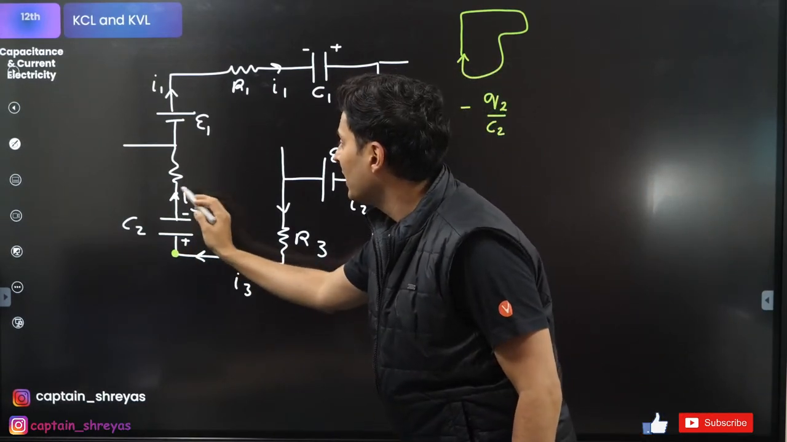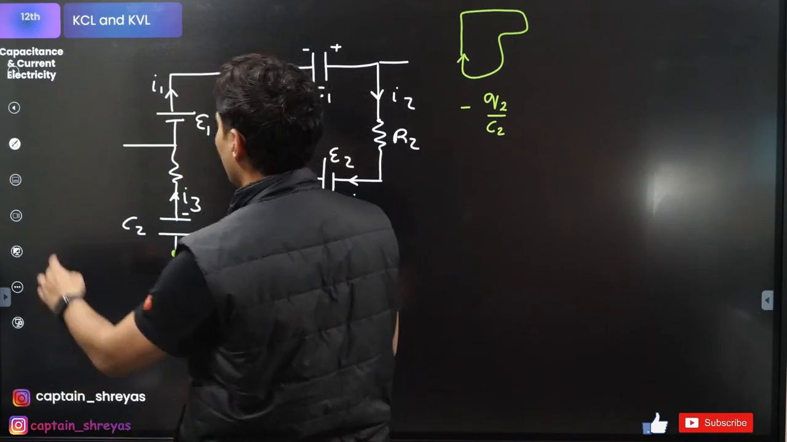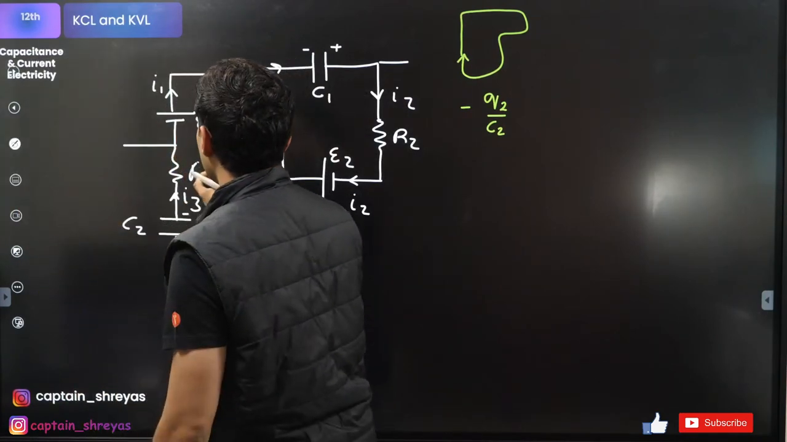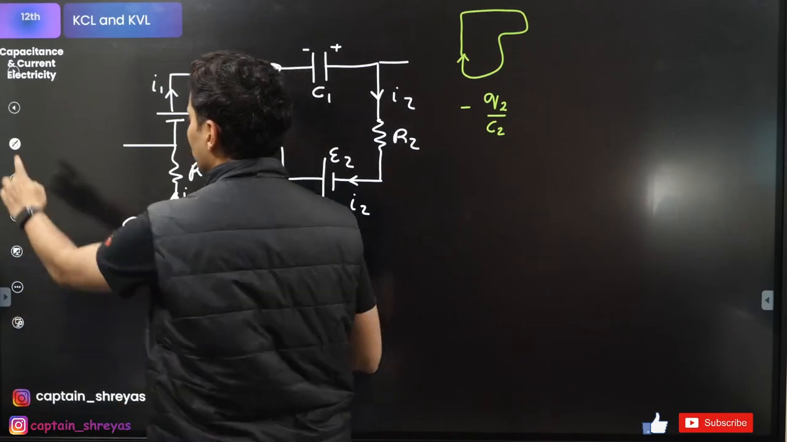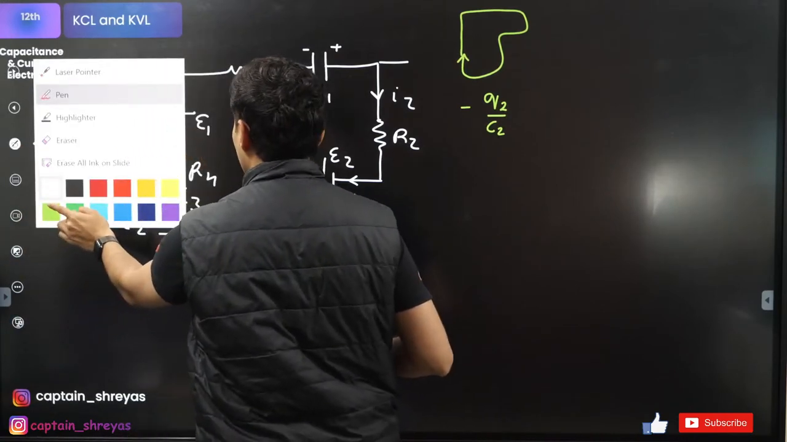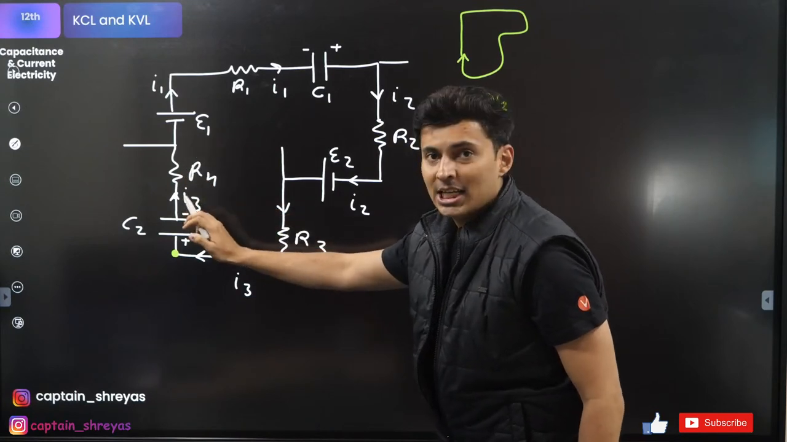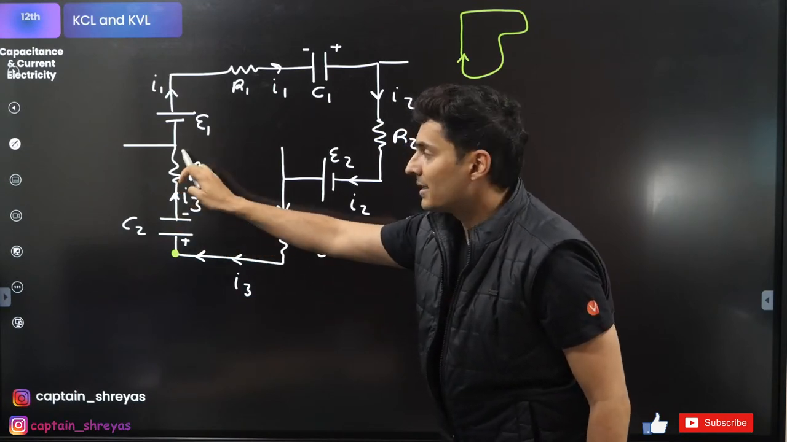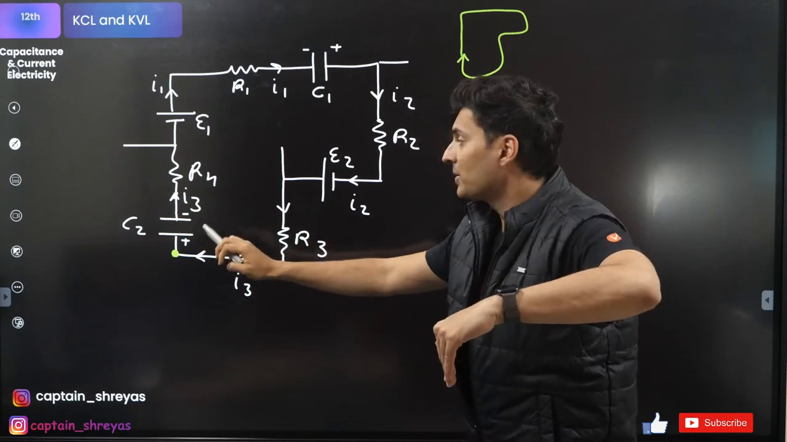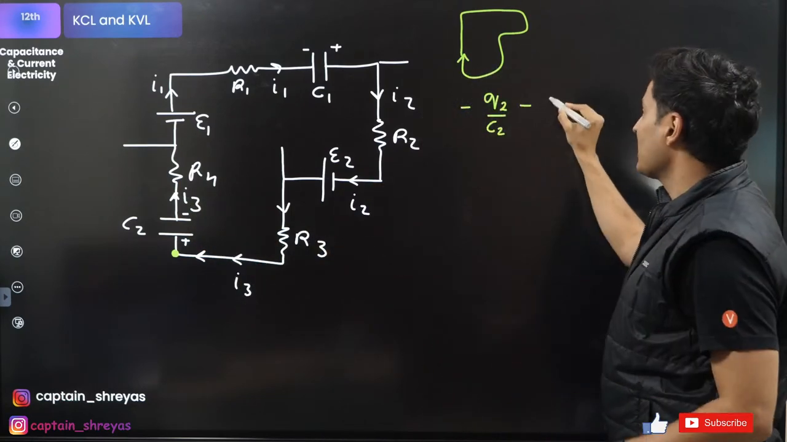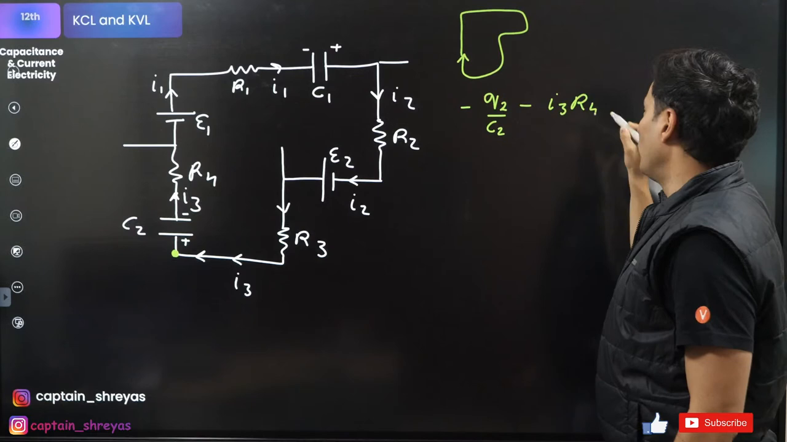Perfect. Then I'm getting a resistor. Let's call this R4. Okay, then it's fine. I'm going in the resistor in the direction of the current. Current goes from high to low in the resistor, so I'm going to a lower voltage. That means negative. So minus I3 R4.